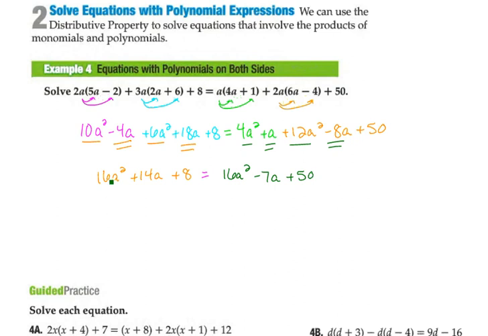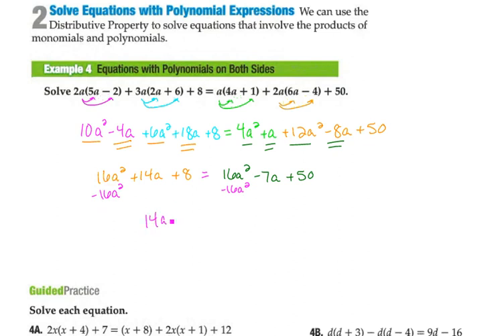Okay, so I distributed. Now it looks like I'm supposed to combine like terms. So I have to get rid of this 16a squared. I'm going to subtract that from each side. I didn't really go over the fact that we haven't ever solved an equation with a square in it before. We've always dealt with linear. Well, we're not quite there yet. We will, actually. Next chapter, we will start solving equations like this. But right now, we just got rid of it, which was really nice.